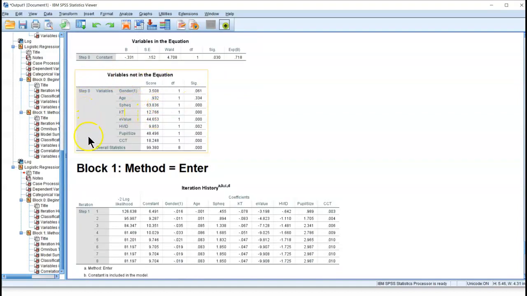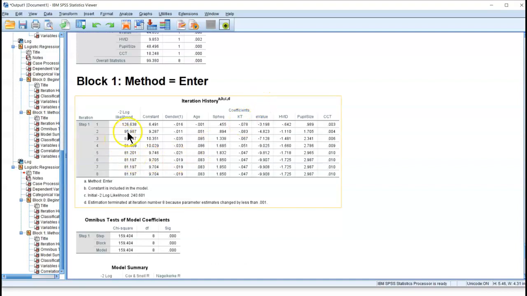Now this is our handy little table, variables not in the equation at step 0, because this is like individual correlations. Spherical equivalent has no impact on KT, so these are independent. And you can see everybody's significant except for age, and gender is only marginally significant.